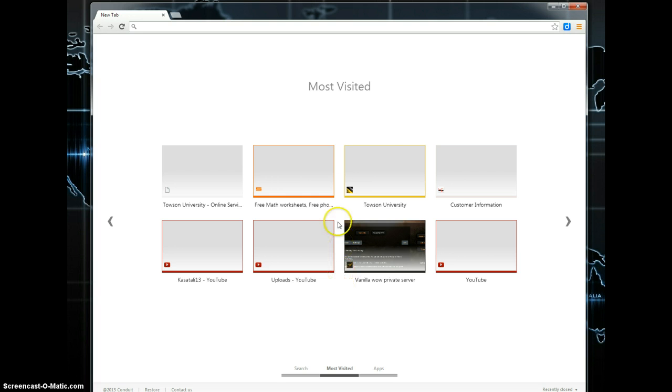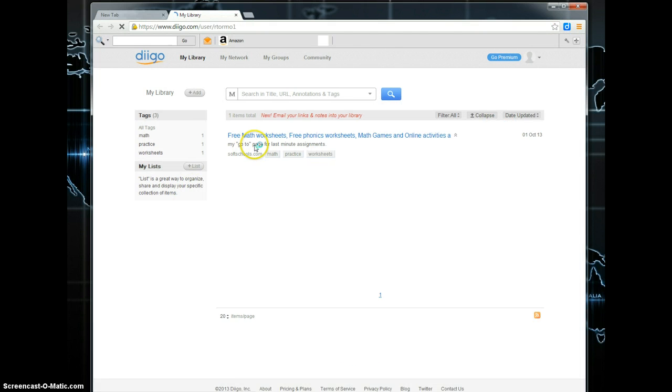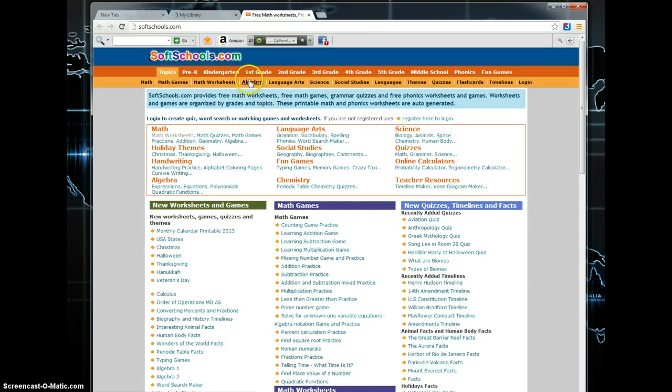Hopefully we're going to be able to help some teachers find another tool for their classroom curriculum advancement. I'm going to go to my social bookmarking website here. The only website I have more bookmarked is softschools.com. I'm not affiliated with this website at all, but it's got a lot of great information in it. The orange bar here has a list of my grades.